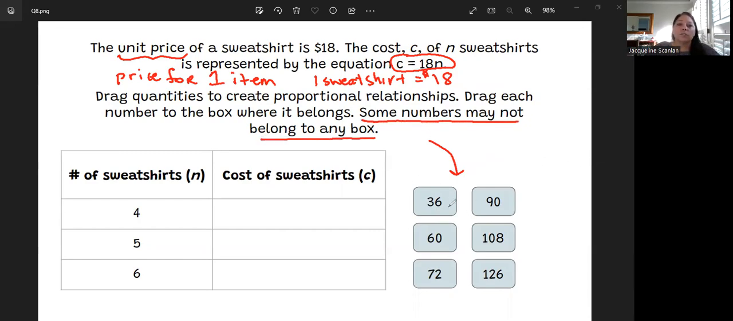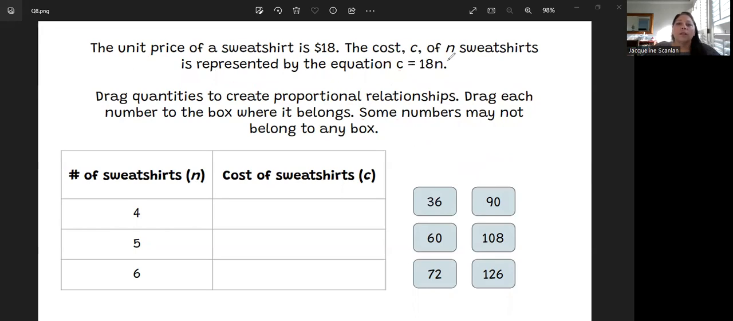So I have a couple of choices here. I am actually algebraically going to suggest how you should do this problem. If you take this equation of C equals 18n, and notice that my n is on the left side of my box, that means that the number 4 is going to be used in place of the letter n. So in this equation of C equals 18 times n, instead of the letter n, I'm going to put in the number 4. So 18 times 4.